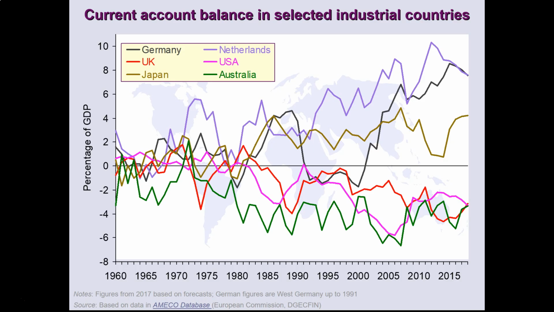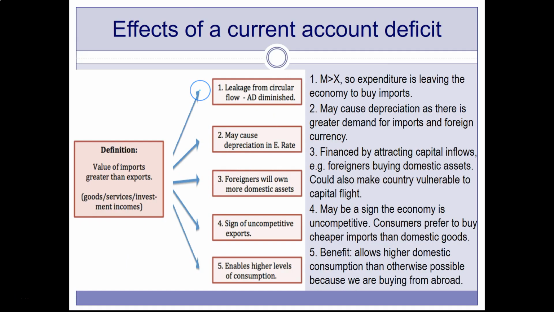So the question is, why exactly is it such a problem? Let's discuss this. On this slide, we see a summary of the effects of a current account deficit. So recall, a current account deficit is a situation when imports exceed our exports. Let's write it down. Imports are greater than exports. And of course, the first obvious result of this situation would be a leakage from the circular flow diagram. In other words, this leakage would reduce our aggregate demand.